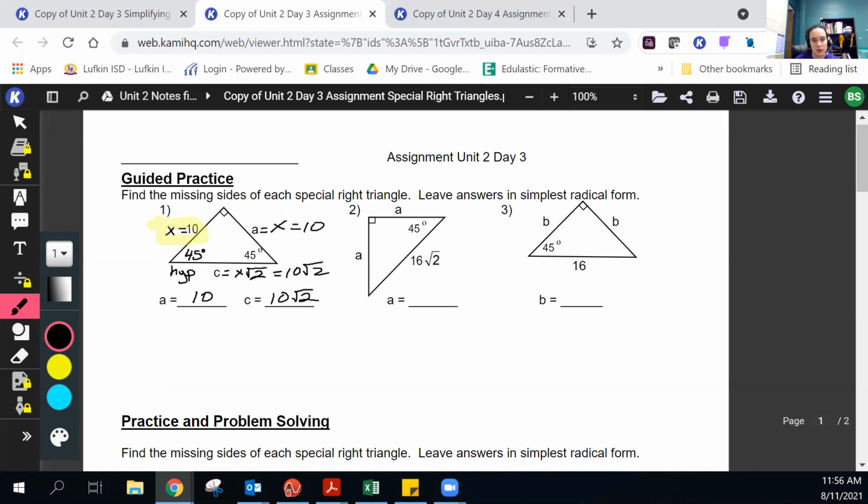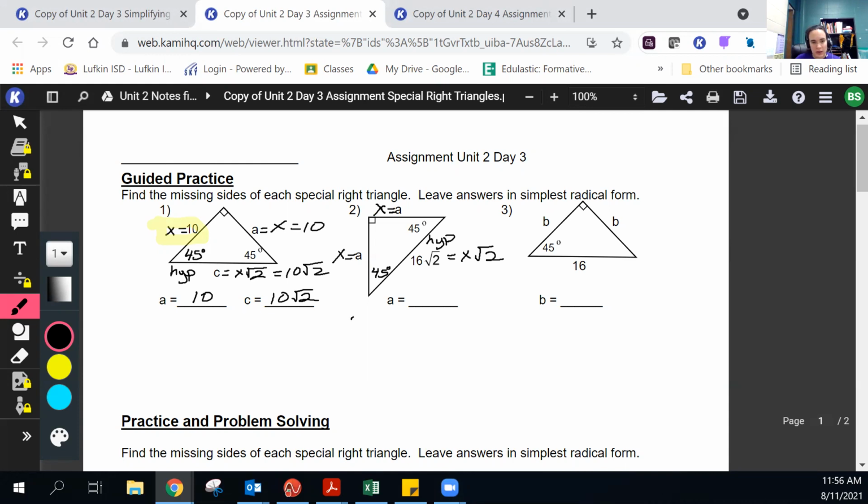Our next problem, again, we have a 45, 45, 90 triangle. I know it again because we have a right angle. One angle is 45 degrees. That means the last angle has to be 45 degrees. And again, we start by labeling the hypotenuse, which is across from the right angle. And the hypotenuse is equal to x times the square root of 2. That means my other two sides are both x. And hey, they're both labeled as a.